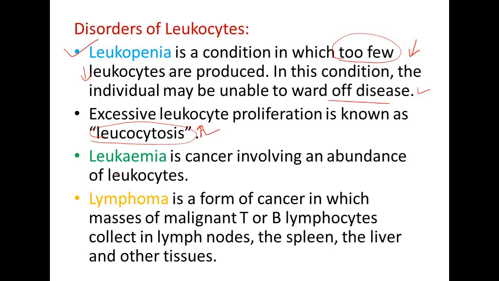Now come to another cancerous condition. I have mentioned one and two cancerous conditions. One is leukemia, a cancer involving abundant leukocytosis, and lymphoma is another form of cancer in which masses of malignant T and B lymphocytes collect in lymph nodes, spleen, liver, and other tissues. Leukemia and lymphoma are the cancerous conditions, while leukopenia is a lesser number of leukocytes and leukocytosis is an excess number of leukocytes.